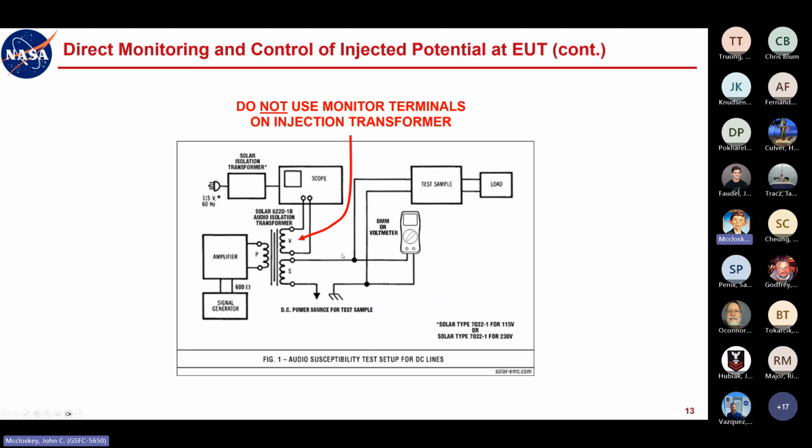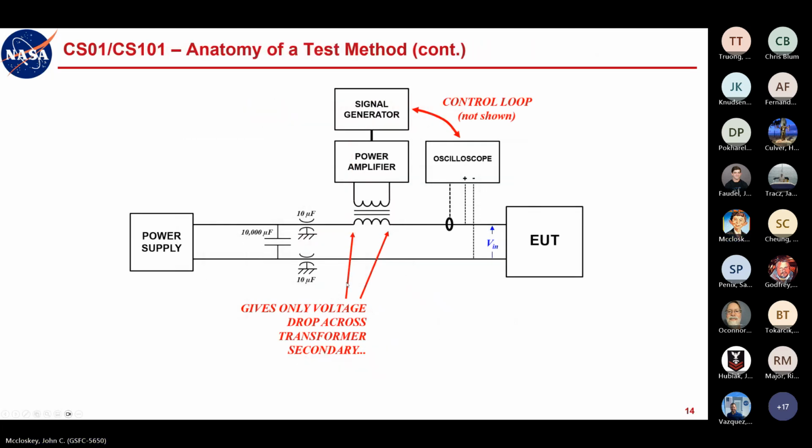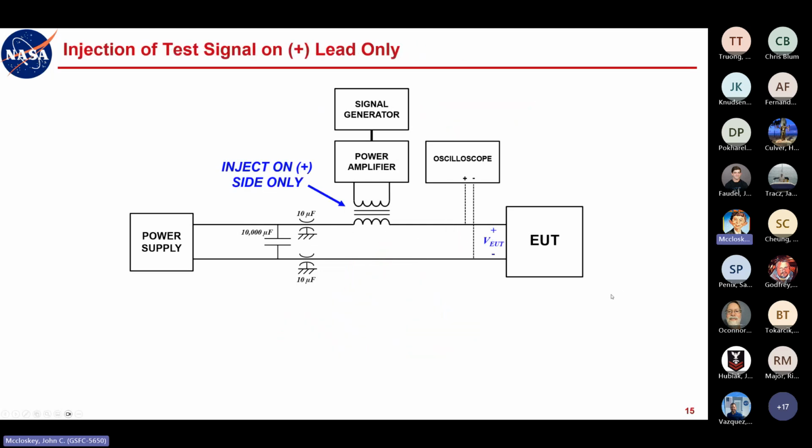But if you use this as part of your control loop, that's only giving you the voltage across the transformer secondary, not what's across the EUT. So you're guessing at how much of this potential is going across the EUT and not across your power source impedance. And we don't like guesswork. Let's monitor directly what we're interested in so we know what we're dealing with.